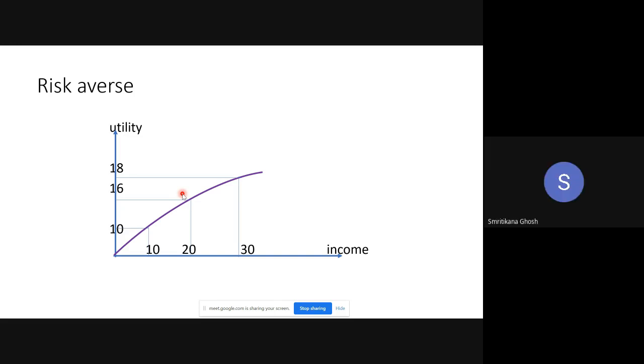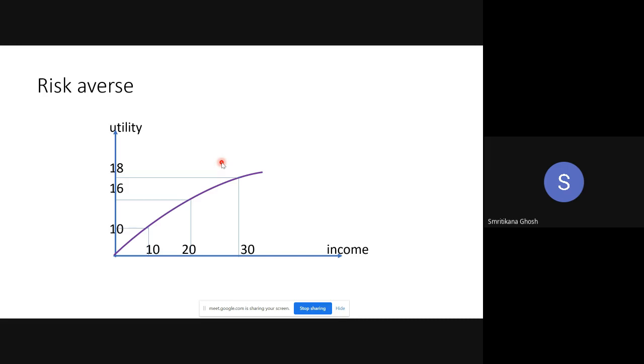Ma'am, these graphs of risk averse I didn't understand. This one? Yes, ma'am. Look, here job 1 is certain. The salary is 20,000, and so your utility is 16. Job 2 is uncertain. Salary may be 10,000, then your utility is 10. Salary may be 30,000, the utility is 18. And the probability is 50-50.